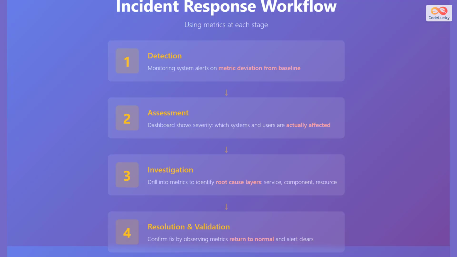Step 3 is investigation. You drill into the metrics to find root cause layers. Is it the service layer? The component layer? The resource layer? Each drill gives you more specific answers. Step 4 is resolution and validation. Once you implement a fix, you watch the metrics return to normal. When they hit baseline again, you know the fix worked. The alert clears and you're done.